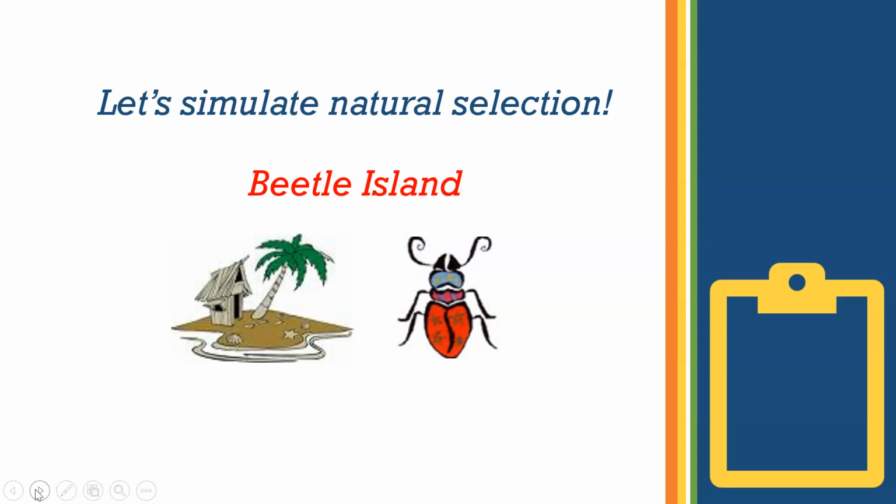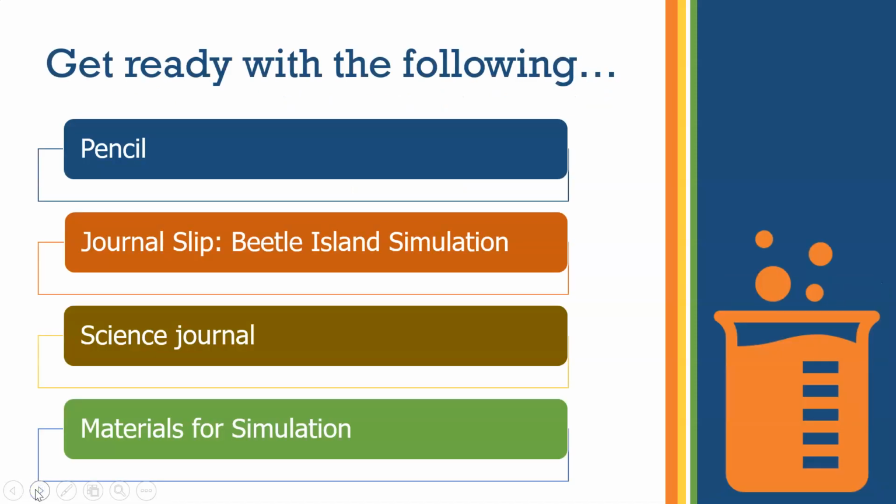For this simulation, we're going to investigate a population of beetles that live on a remote island called, you guessed it, Beetle Island. For today's lesson, you'll need a pencil, your journal slip, your science journal, and some materials to conduct our simulation. You should be able to find the materials right in your home.